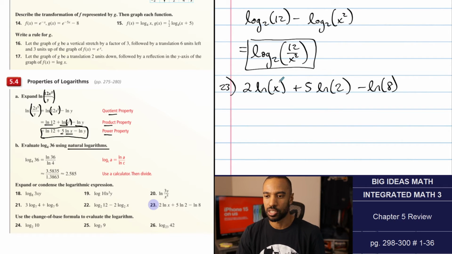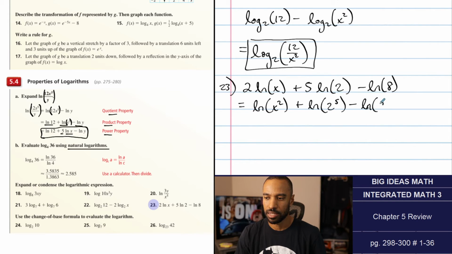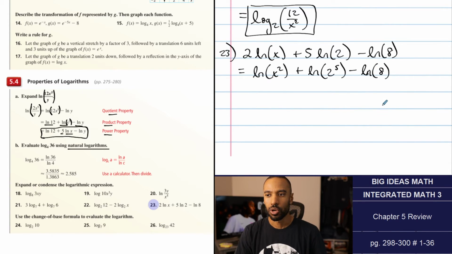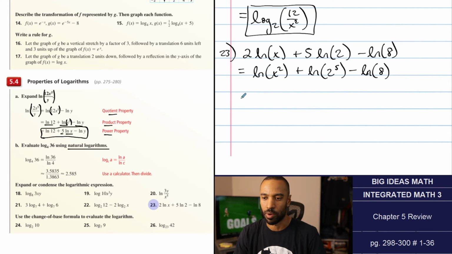Let's start with the condensing of the power using the power property. This will be natural log of x squared plus natural log of 2 to the 5th. I'll turn that into 32 in a bit, minus natural log of 8. So you're going to see a condensing act here that will also serve a little bit of benefit. Give this a second while I do so.